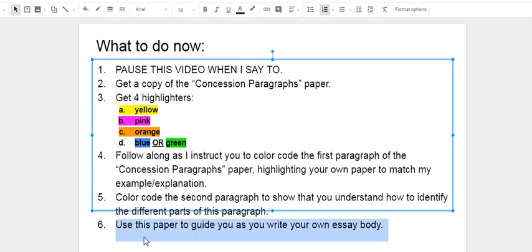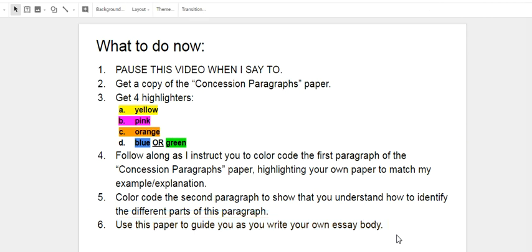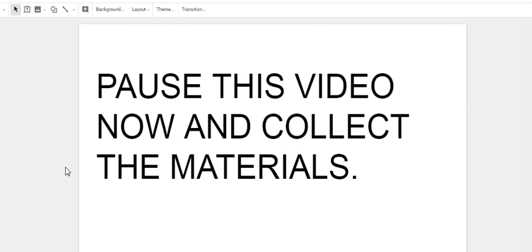And then when you're done, you're going to keep this paper and use it to guide you as you write your own essay body. Because even though this is just the concession paragraphs, and I have two paragraphs, and I'll tell you why later on, you might only have one, you're going to use that same structure to write all of your body paragraphs, including the parts where you're proving your own claim. So that is going to be a very helpful document throughout this whole writing process. So go ahead now, pause this video, and collect those materials.